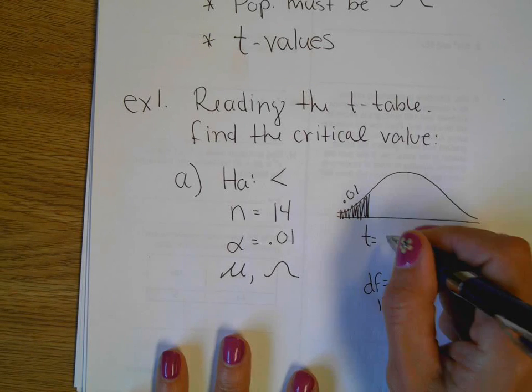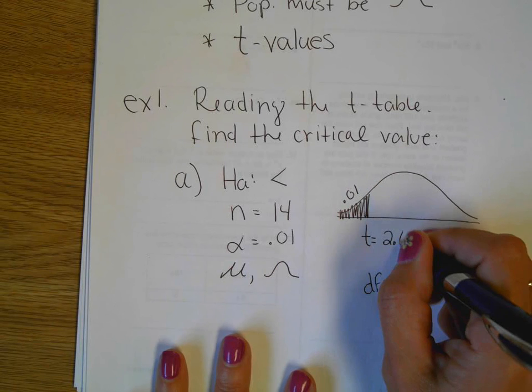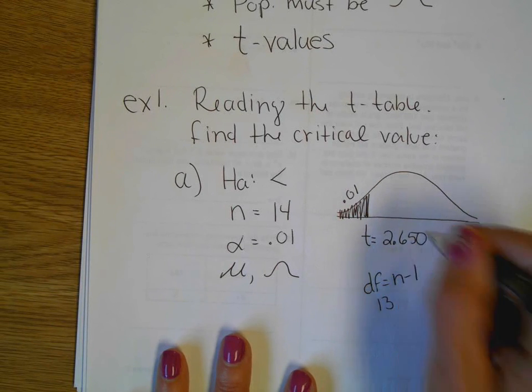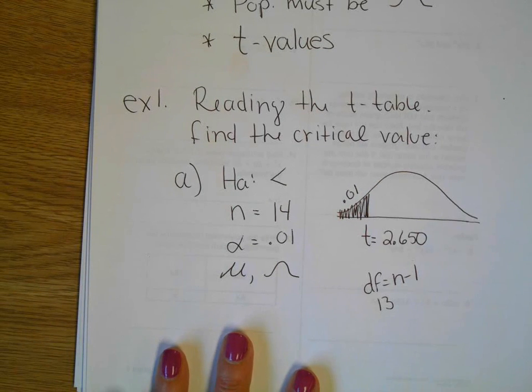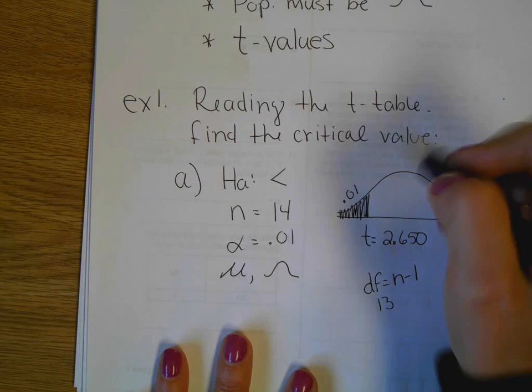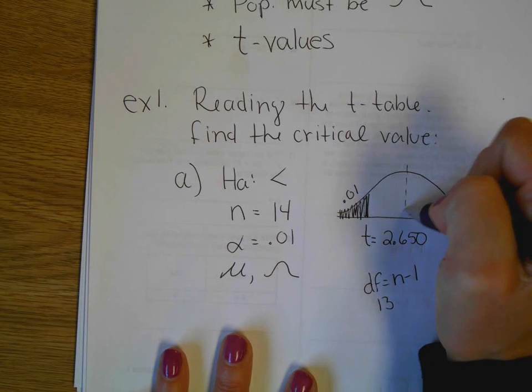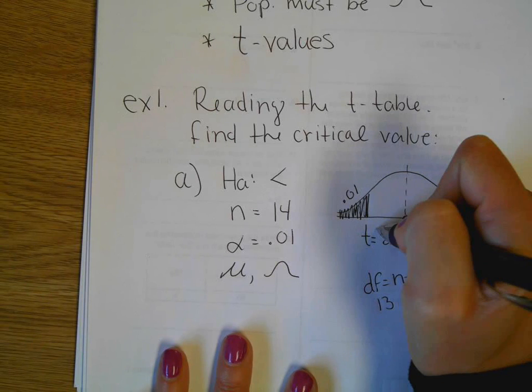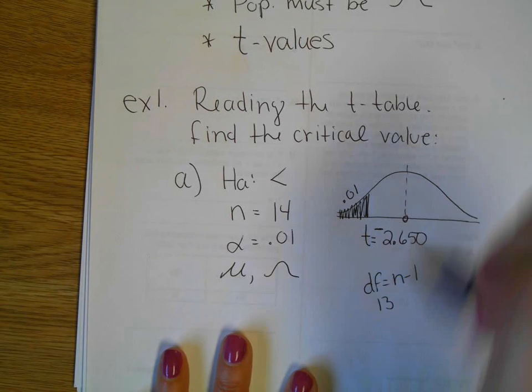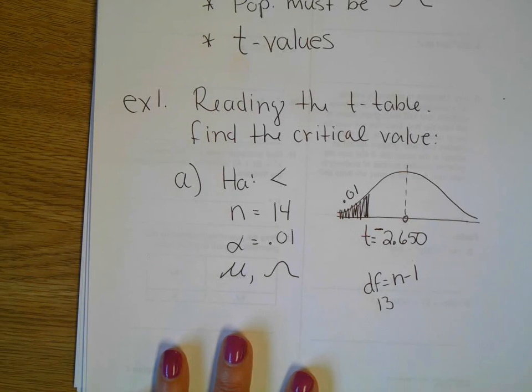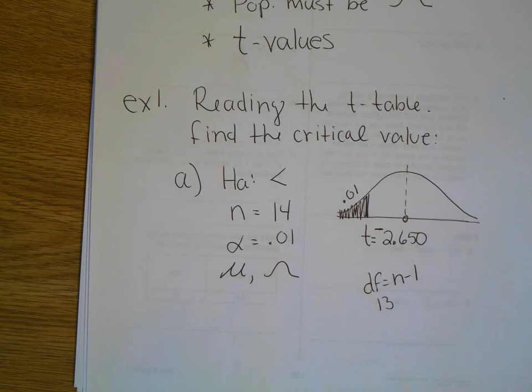2.650. Take a look at your graph. Does it make sense that this is 2.650? Negative. You've got to supply the negative, because remember, 0 is still in the middle. It's still a normal curve. So this is negative 2.650. Does that make sense? Okay. Try another one.